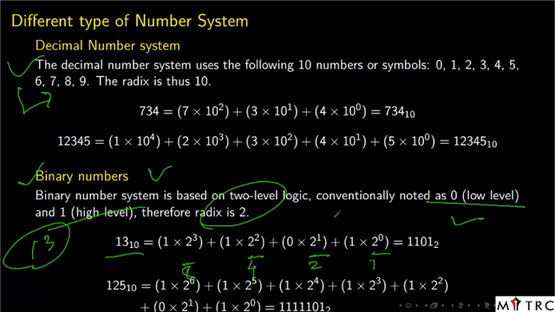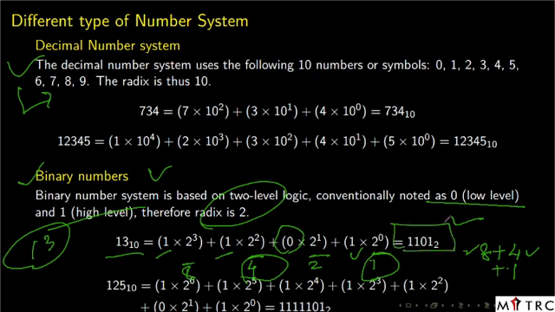Now 13 we can write as 8 plus 4 plus 1. So for the first term we put 1, okay, for the fourth term we put 1 again, and for the 8th term we put 1. For the place where we do not have a 2, we put 0. So the number is basically 1101.